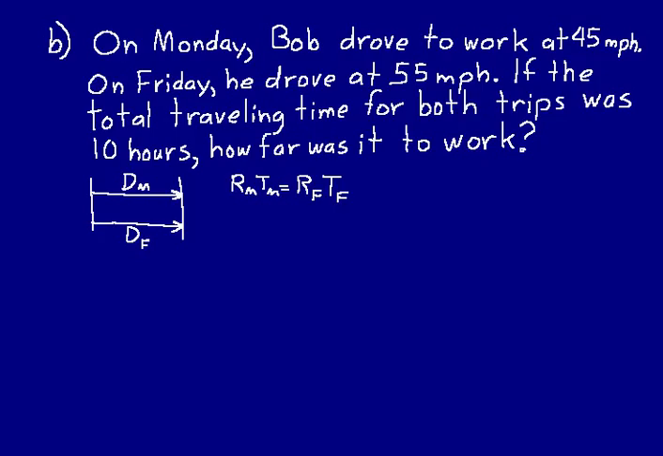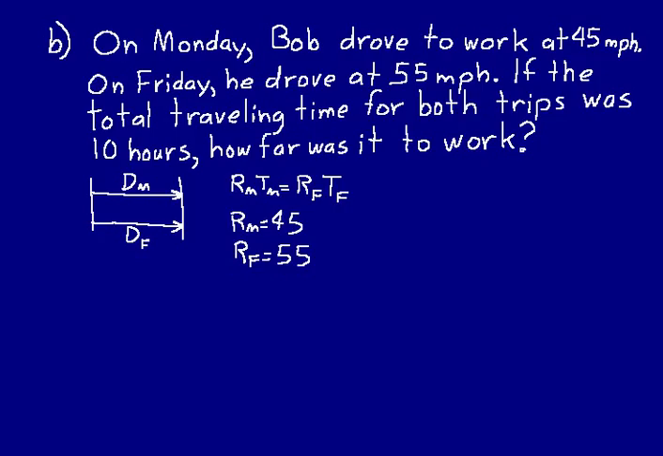And it says that he drove to work at 45 miles per hour on Monday. So there's our rate for Monday. And then on Friday, he drove at 55 miles per hour. So there's our rate for Friday. We need 1 more equation, and we can go ahead and solve this system.